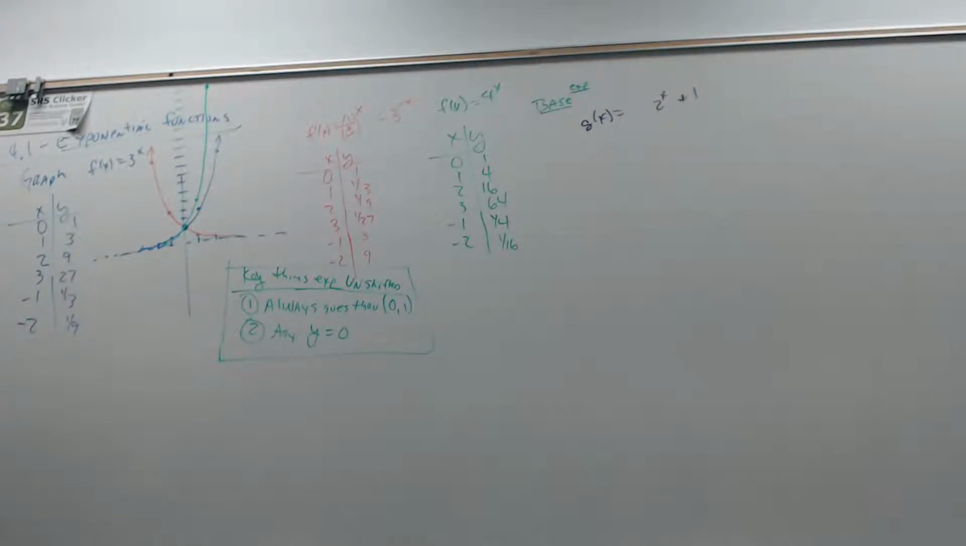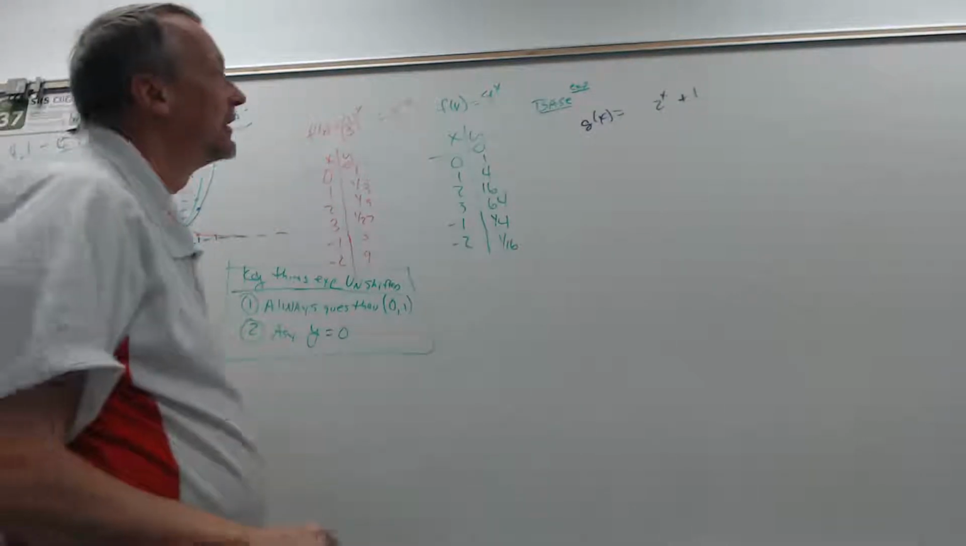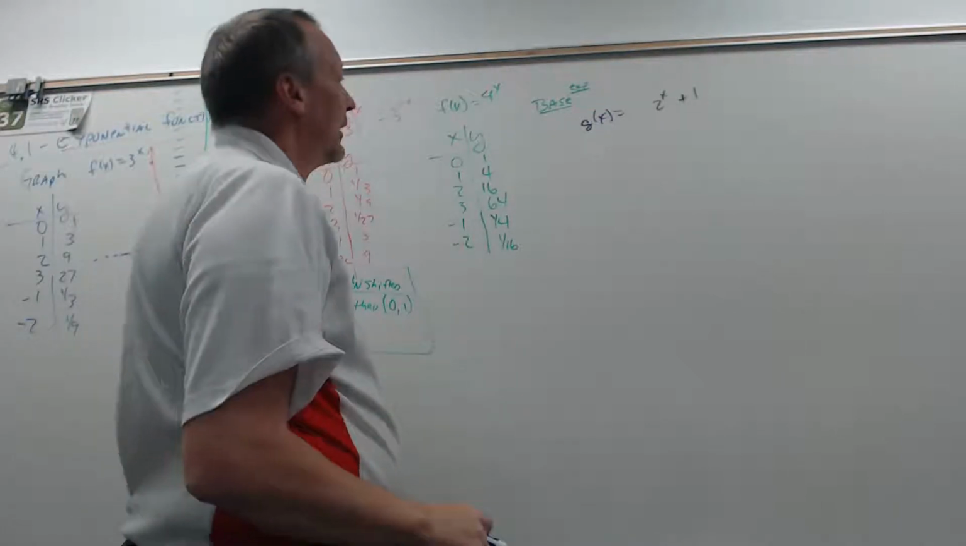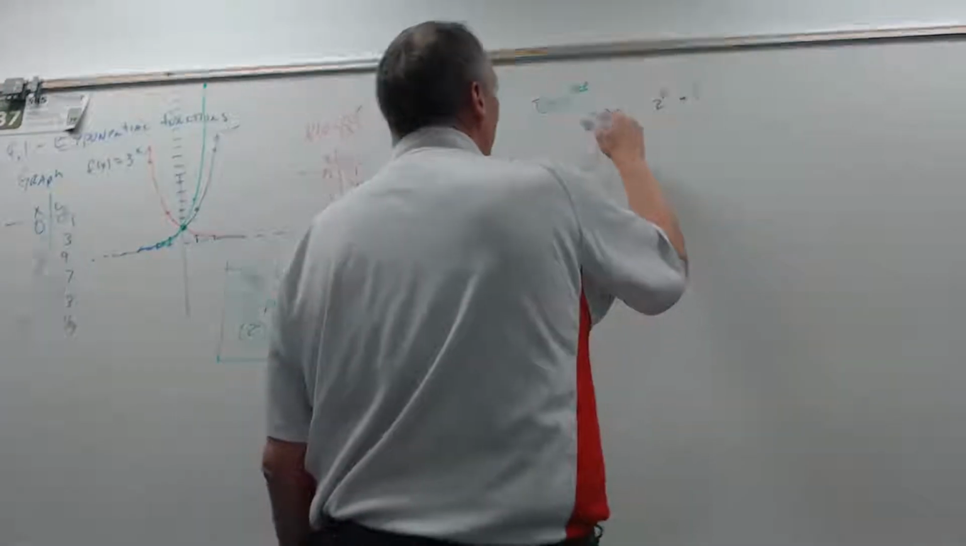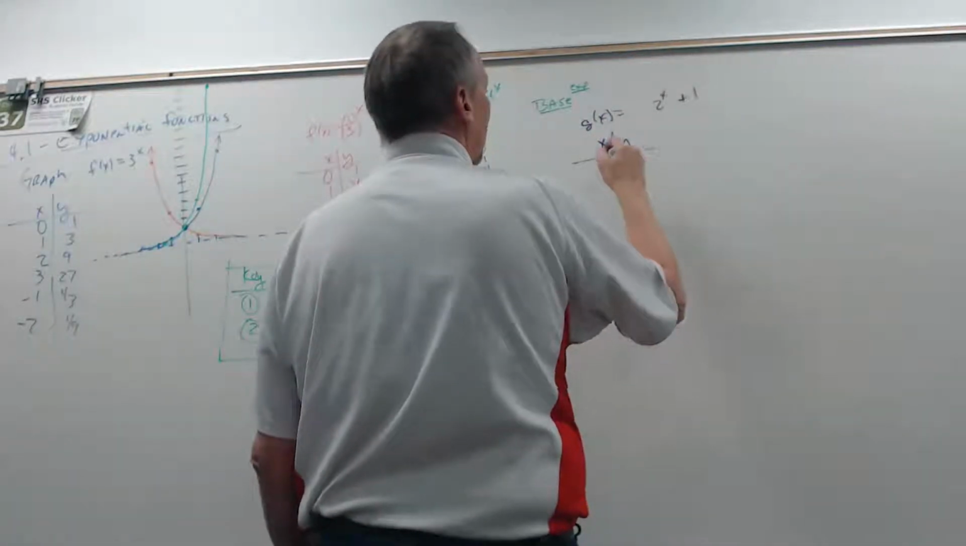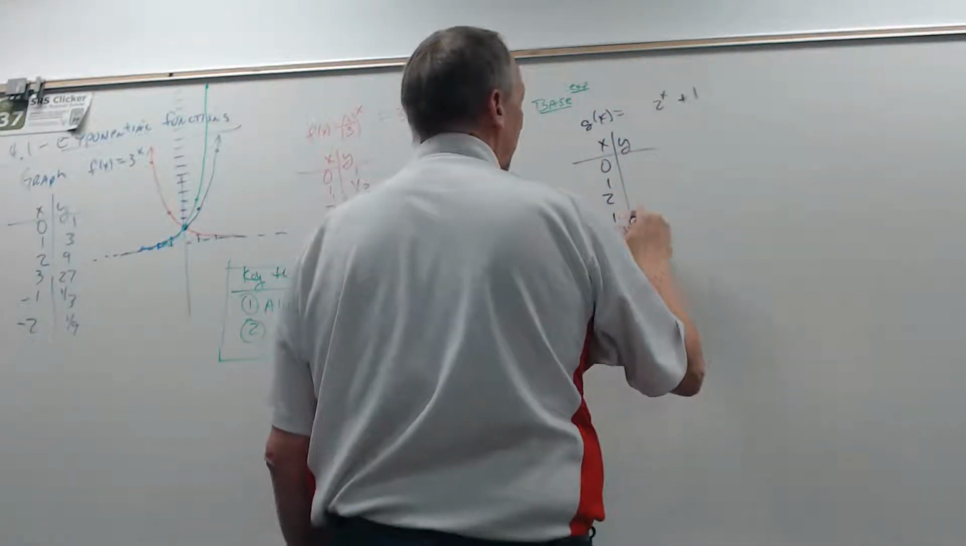To the right. Okay, are you sure? No? Kind of shifted up one. Should we do the XY table and see what happens to it? Okay, let's do the XY table. X, Y: 0, 1, 2, negative 1, negative 2.